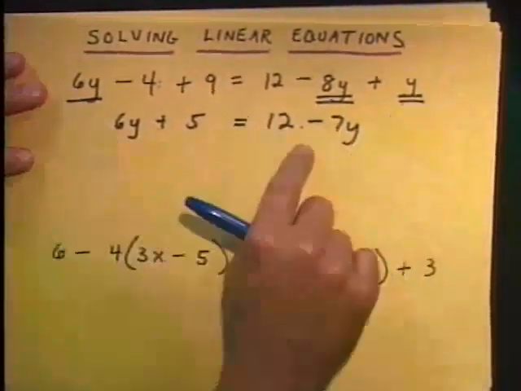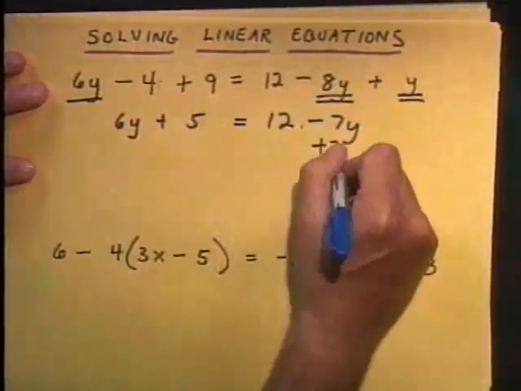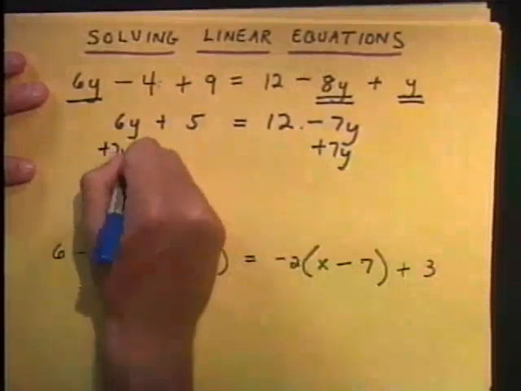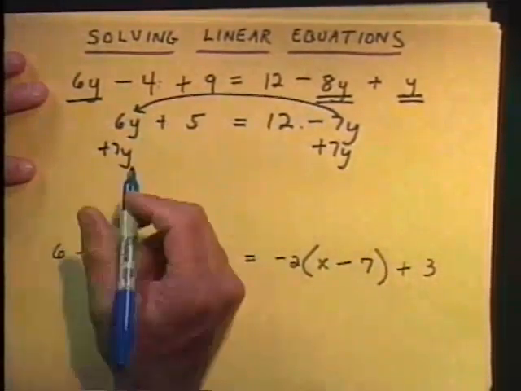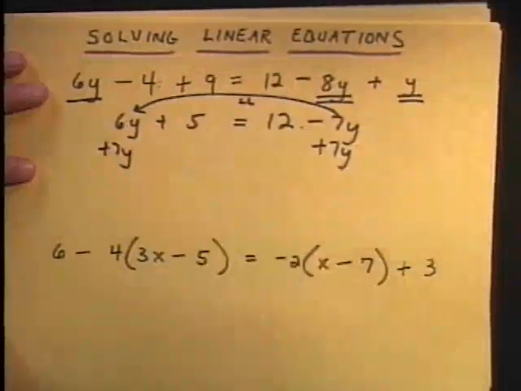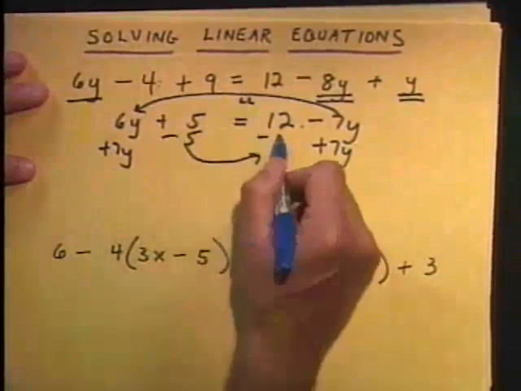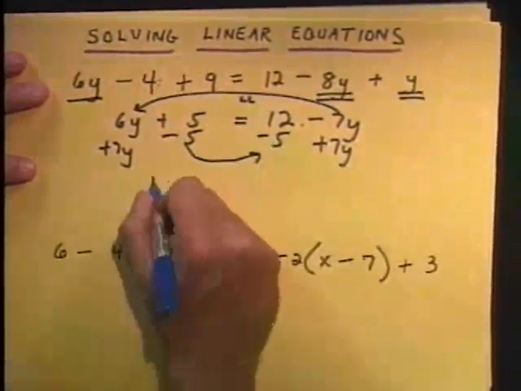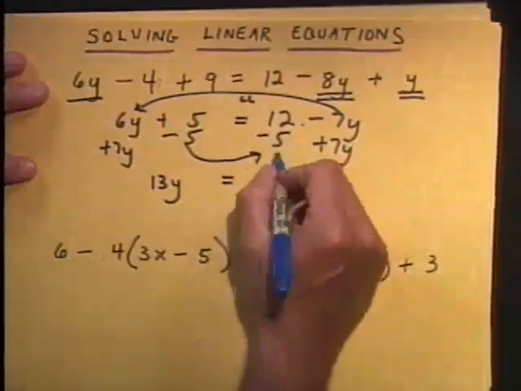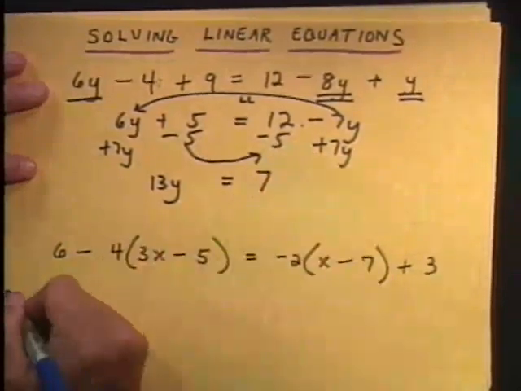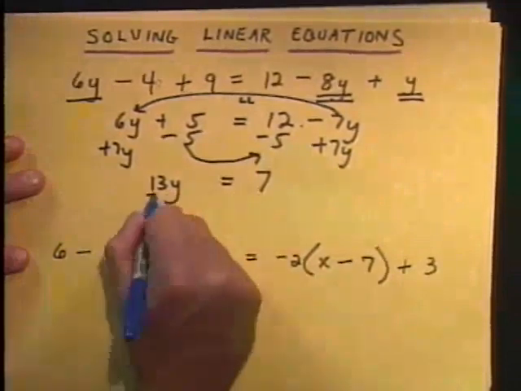Okay, so again, we're back to that same scenario as last example: letters left, numbers right. So I'm going to add 7y to get the letters on the left-hand side. I'll make a little LL for you at home. The numbers I'm going to take right by subtracting 5. And that's going to leave me with 13y on the left-hand side equals 12 minus 5, which is 7 on the right-hand side. So dividing both sides by 13 will give us the answer.